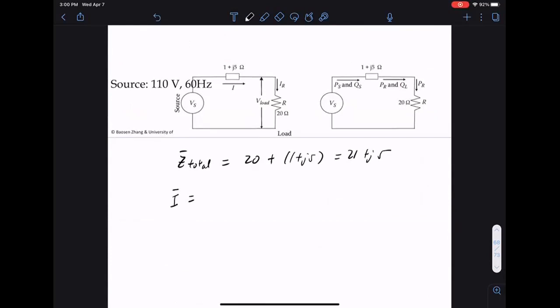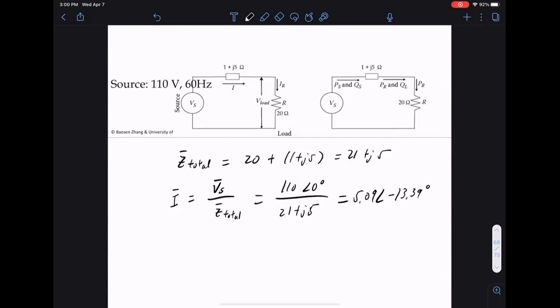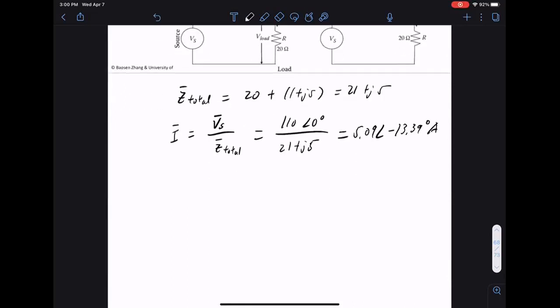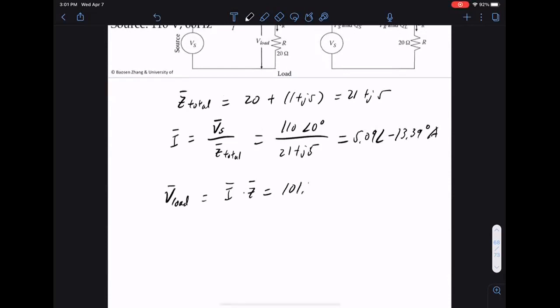My current now is the source voltage divided by Z total, 110 angle 0 over 21 plus j5. This comes out to be 5.09 angle minus 13 amps. Okay, so now let's look at what the load voltage is. Now V load is I times Z. So here what we get is 101.8 angle minus 13 volts.